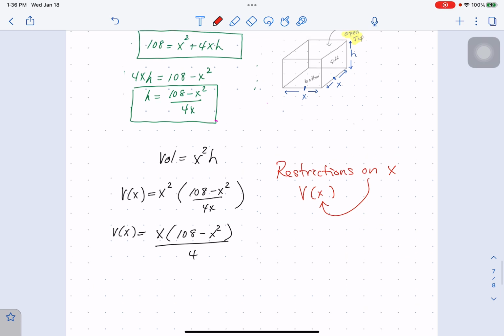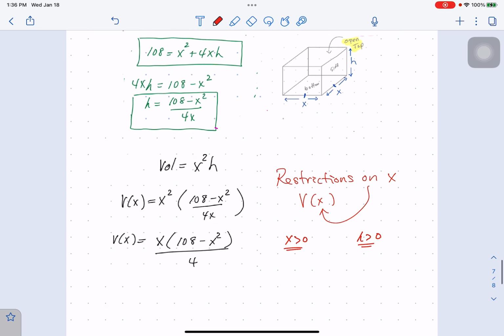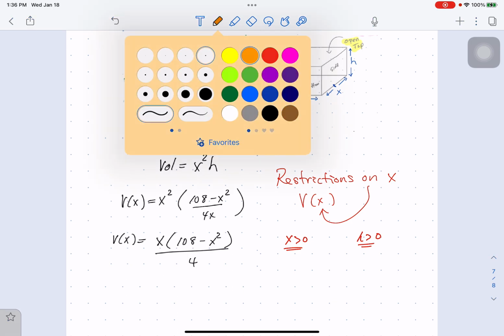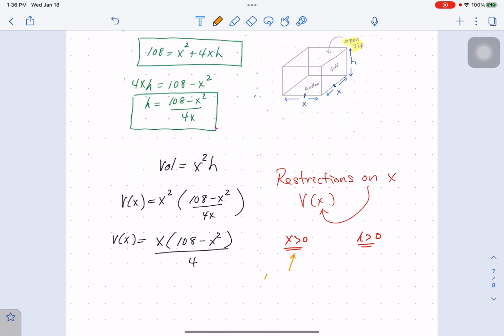Well, first of all, I think it makes perfect sense to everyone that X is going to have to be greater than 0. And we can say at the same time that H must be greater than 0. There must be a value for this length, and this length, otherwise there's no box. So we know that X must be greater than 0 and H must be greater than 0. This is our lower bound for X. Okay, this is the lowest it can be. That's our lowest bound for X.